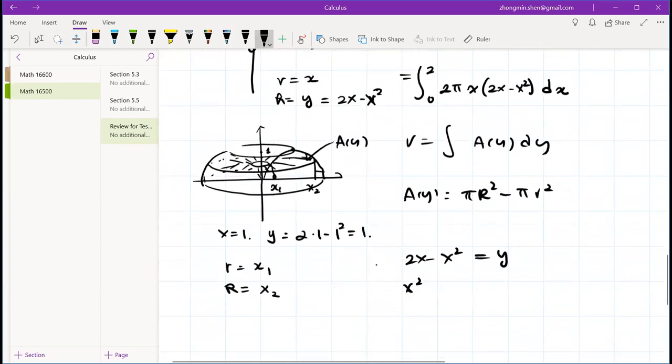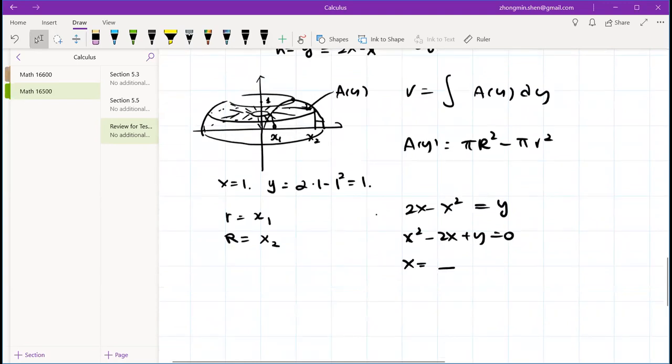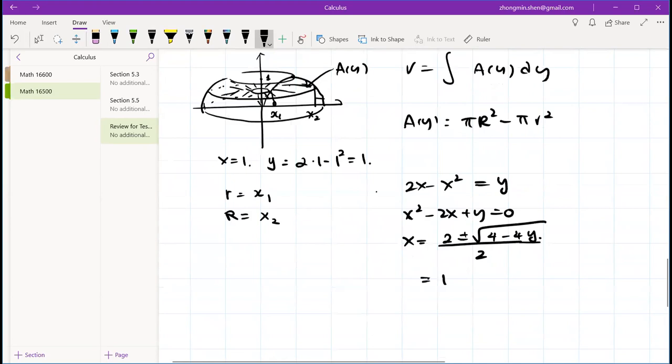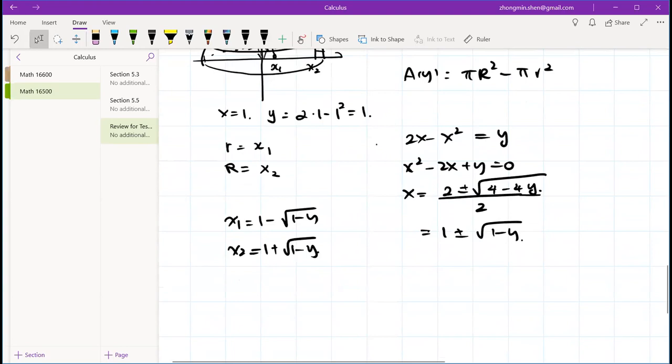Okay, x squared minus 2x plus y equals 0, and you get 2 solutions for x. That is going to be 2 plus or minus the square root of b squared minus 4ac, over 2. After you simplify, it's going to be 1 plus or minus the square root of 1 minus y. So my x1 is 1 minus the square root of 1 minus y, and x2 is 1 plus. So x2 is large and x1 is small. Now I can put everything into the formula.